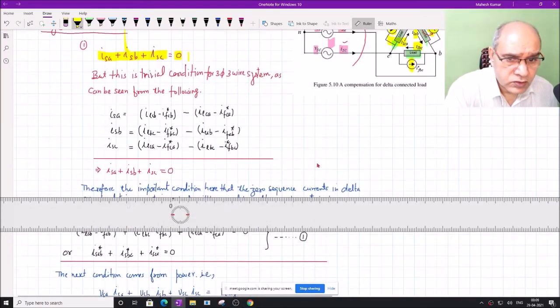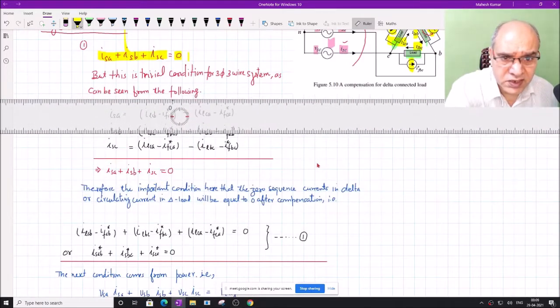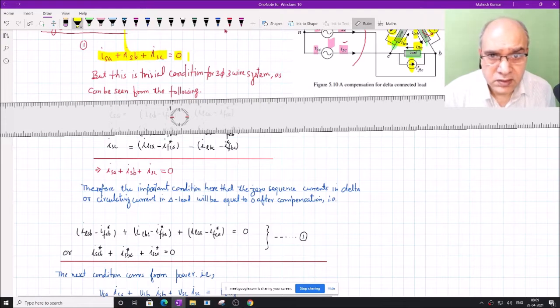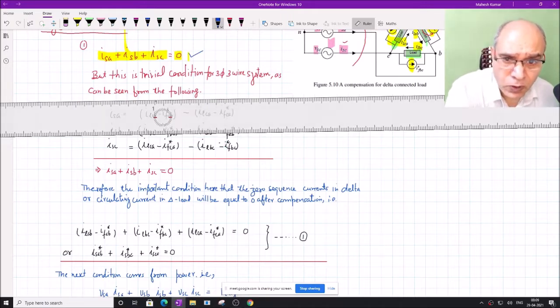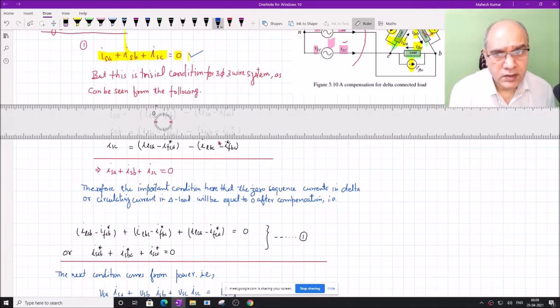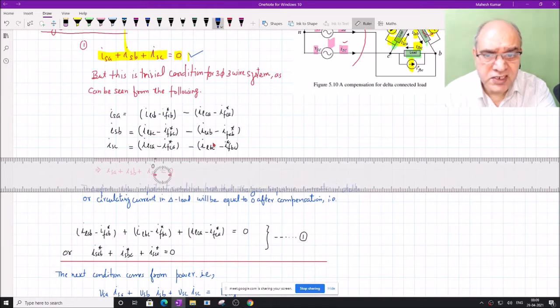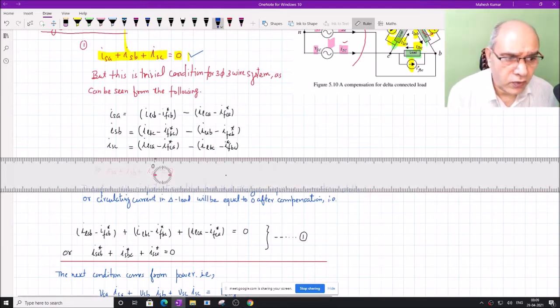Fine. So then this condition is not very useful. Actually this condition is very obvious, very trivial. Why is it trivial? Because this is the property of a 3-phase 3-wire system. We can see it here. We know this is a 3-phase 3-wire system, so zero sequence current cannot flow anyway, and hence it does not convey any message. You can see it here.